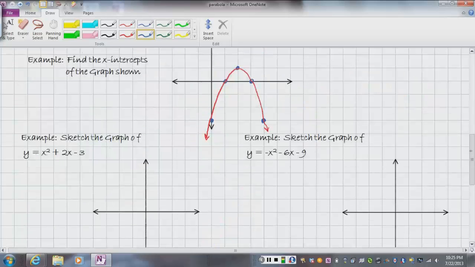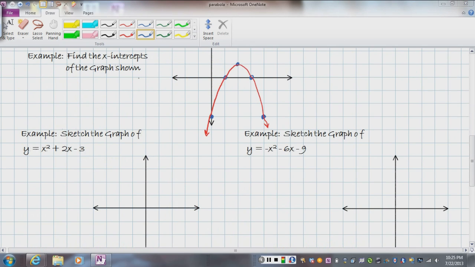So let's look at an example where we talk about how to find the x-intercepts of the graph shown. Now if I look at this, I can see that this graph is a parabola that has two x-intercepts, or two roots. I notice my parabola is also opening downward, which means if I was going to write the equation for it, the leading coefficient would have to be negative. But the x-intercepts here are going to be (1, 0) and (3, 0). The x value is 1 when y is 0. The x value is also 3 when y is 0.